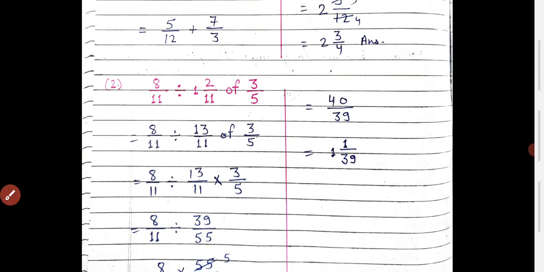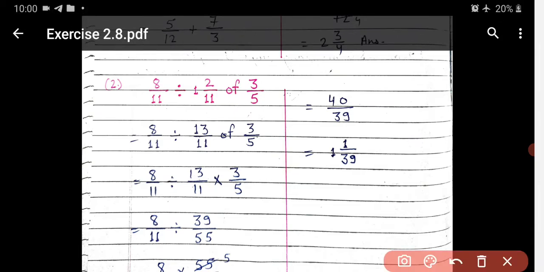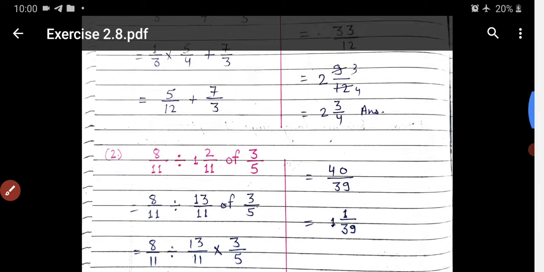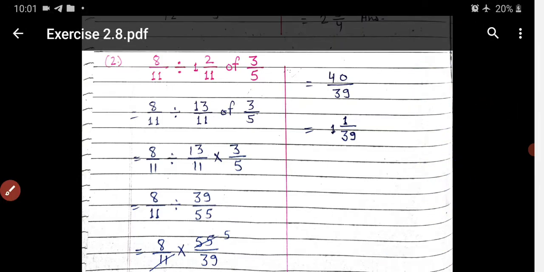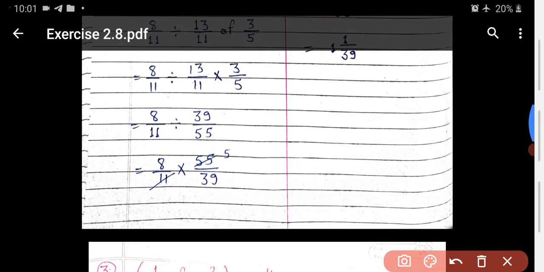8 upon 11 divided by 1 2/11 of 5/3 by 5. Okay, so first you write as it is and you have to write of here. Now according to BODMAS, first you have to solve of, so for of you write multiply. Now just solve: 13 threes are 39, 11 fives are 55. Bracket is not present here, so just skip it. Of is here, you have to solve. Now divide you have to solve. When you come to divide, you convert into multiply, and it will be reversed. So it becomes 55 upon 39.